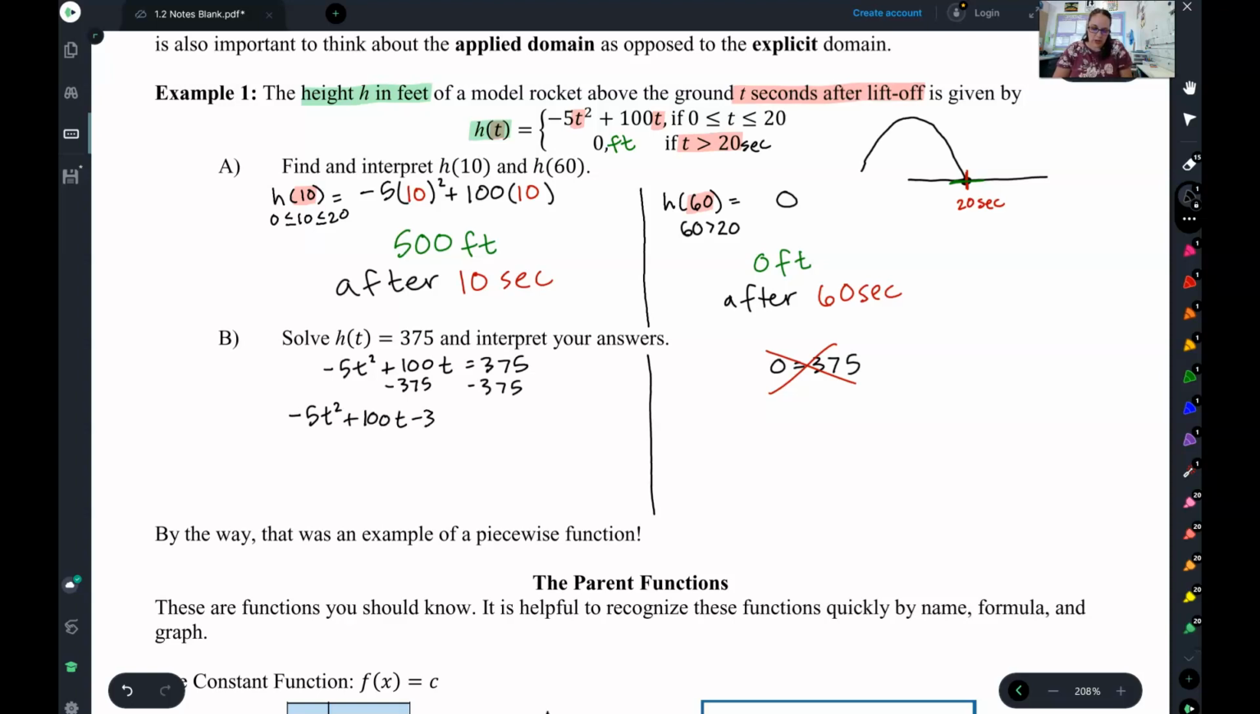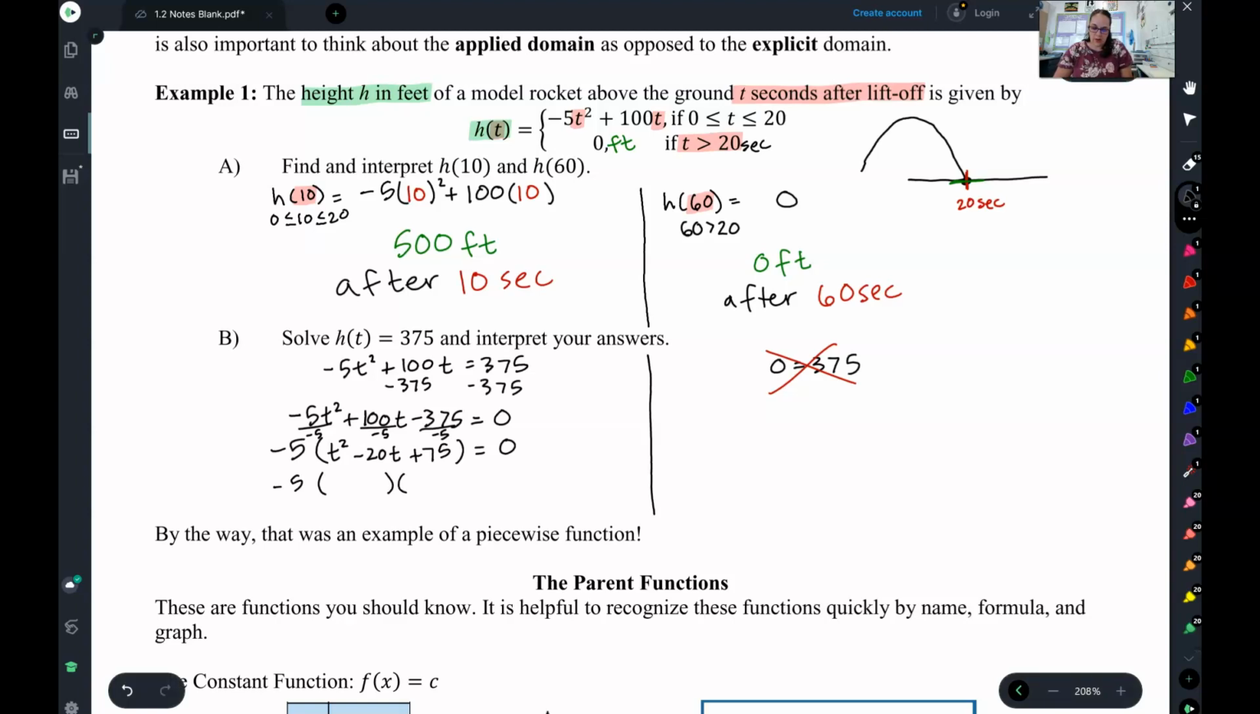Anytime we see a quadratic, we bring everything to one side. So it's equal to 0, and then we factor. Now, I'm going to notice that all of these things have a -5 in common. So I'm going to take that out first, just to make my factoring a little easier. And remember, when I say take out, I mean divide. So -5t squared divided by -5 is a t squared. 100t divided by -5 is a -20t. And -375 divided by -5 is 75.